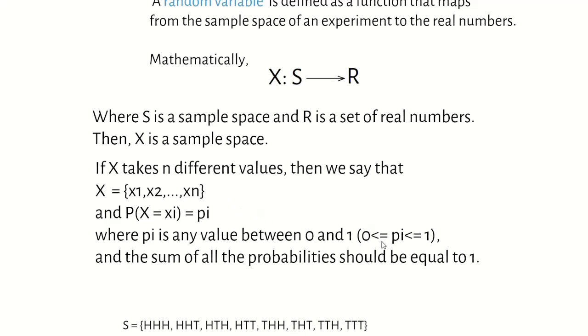We should know that if we sum all the probabilities of getting the values x1 to xn, the sum should be equal to 1. It means the probability of getting x1 plus the probability of getting x2 plus the probability of getting xn should be equal to 1. And as we know, the probability is always between 0 and 1. It cannot be outside of this interval.